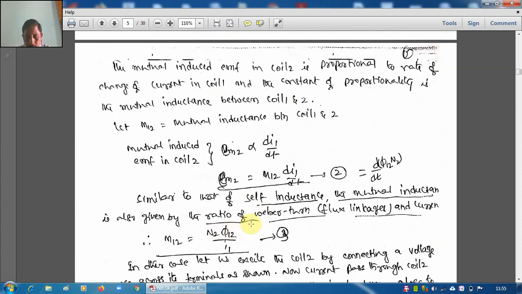So N2 phi 12, and this flux is because of coil 1 current. There is no current in coil 2, only coil 1 current, and that current is I1. So therefore M12 equals N2 phi 12 by I1. This is also flux linkage to the current, but the flux linkage here is N2 phi 12.